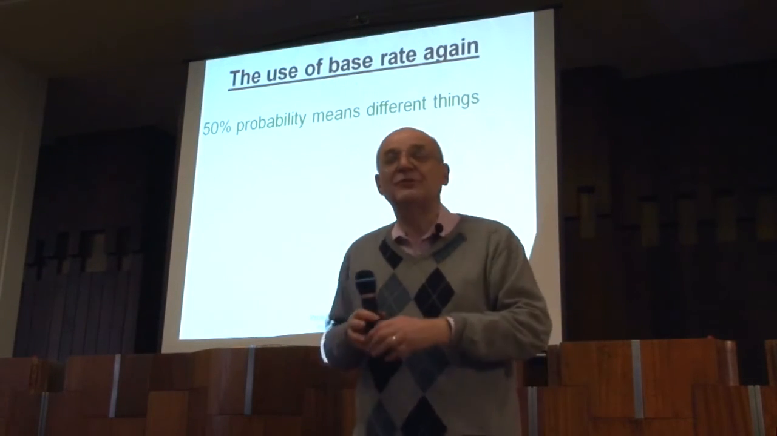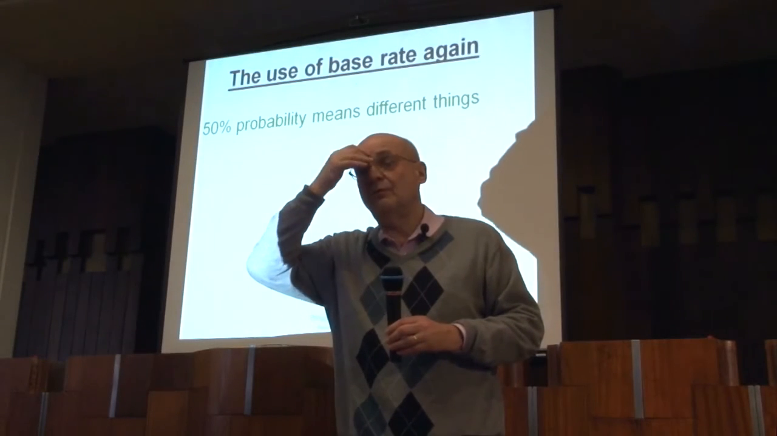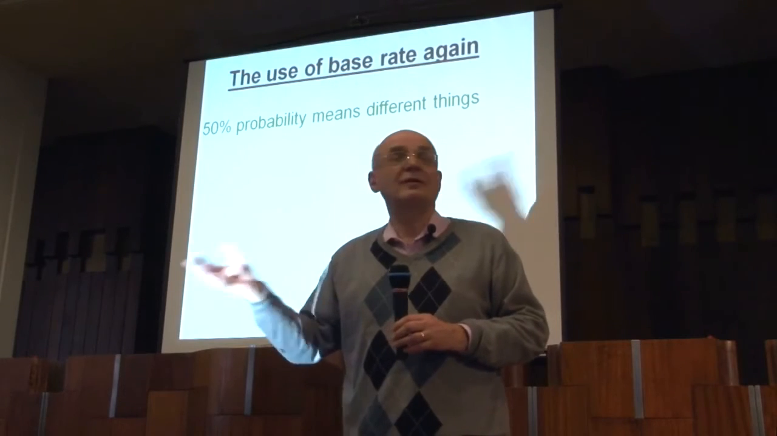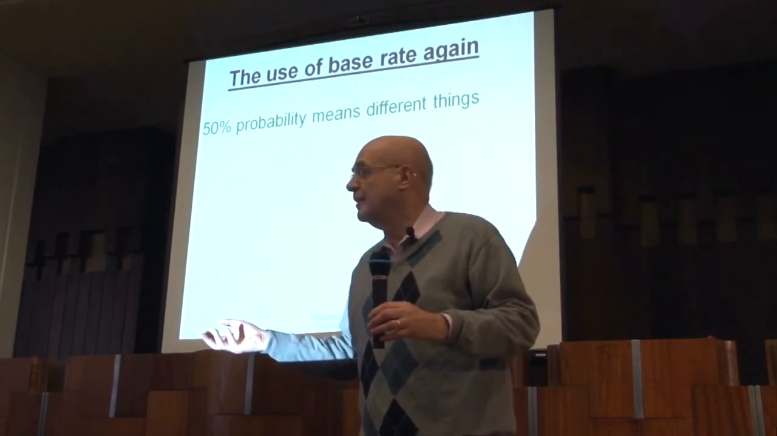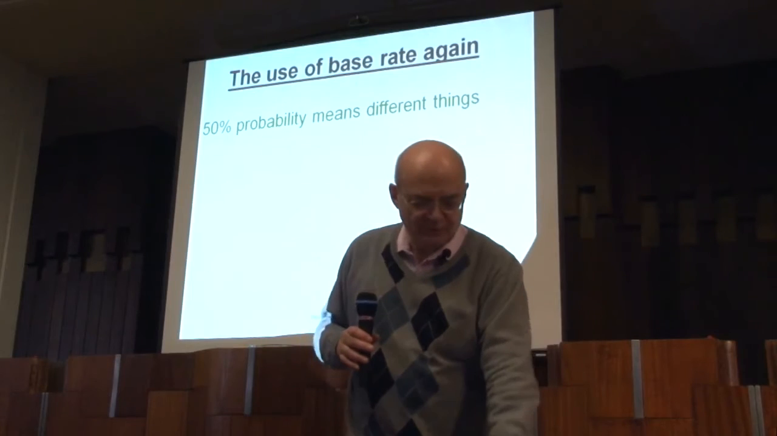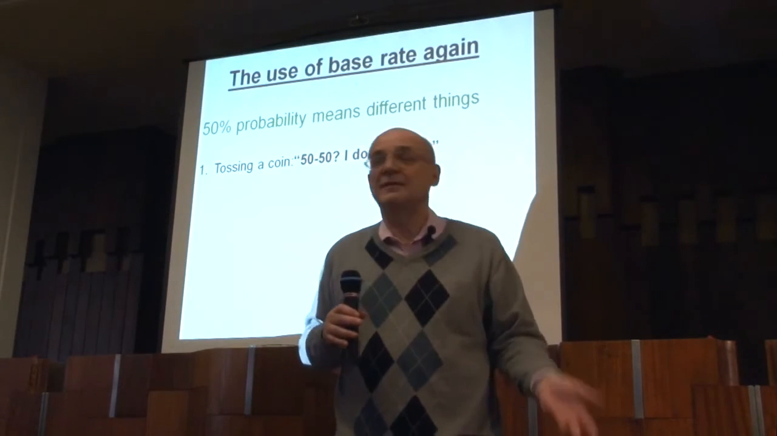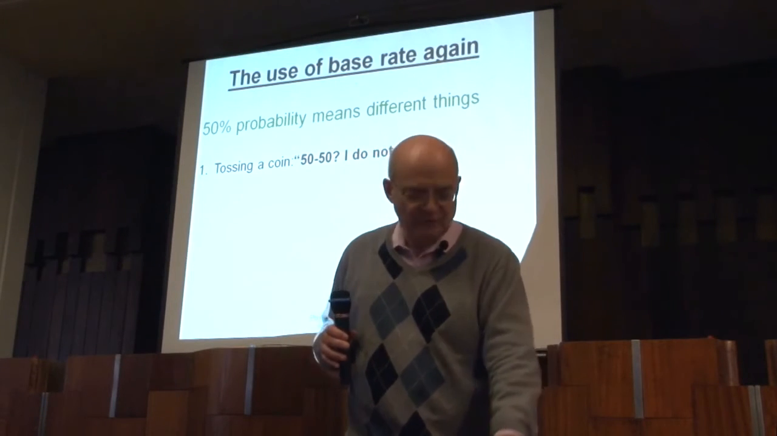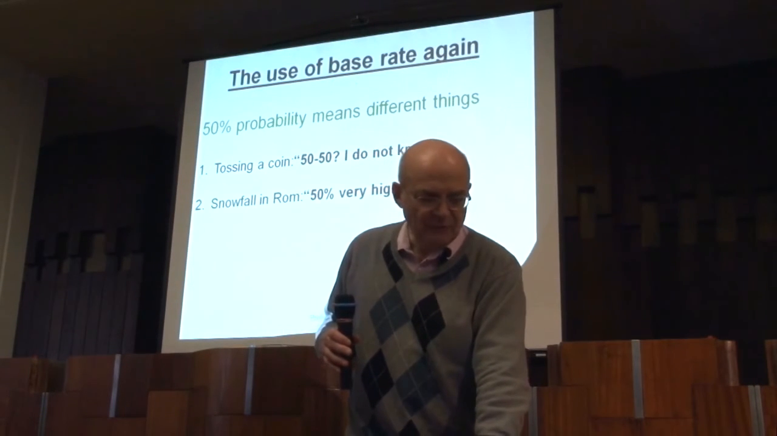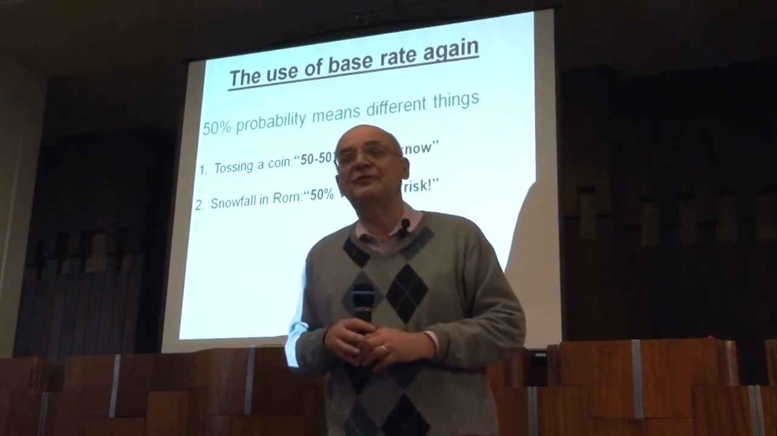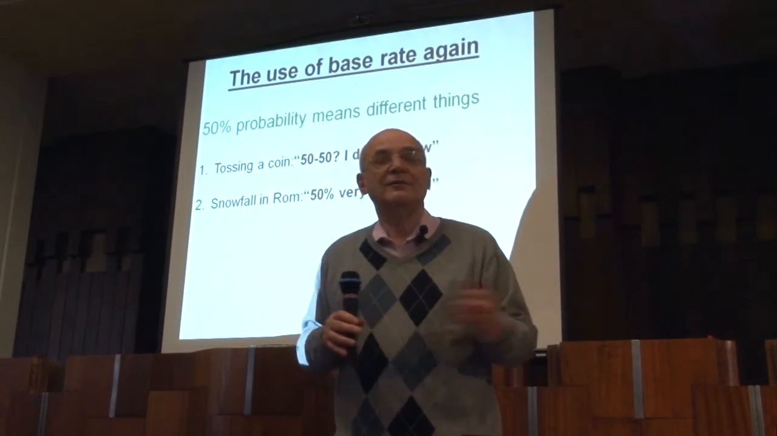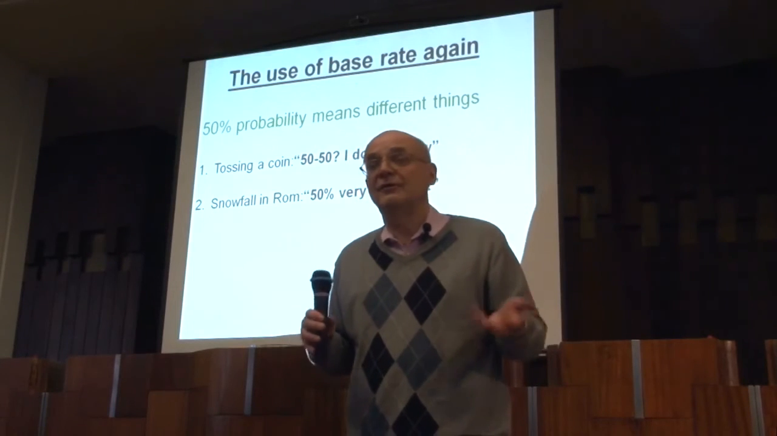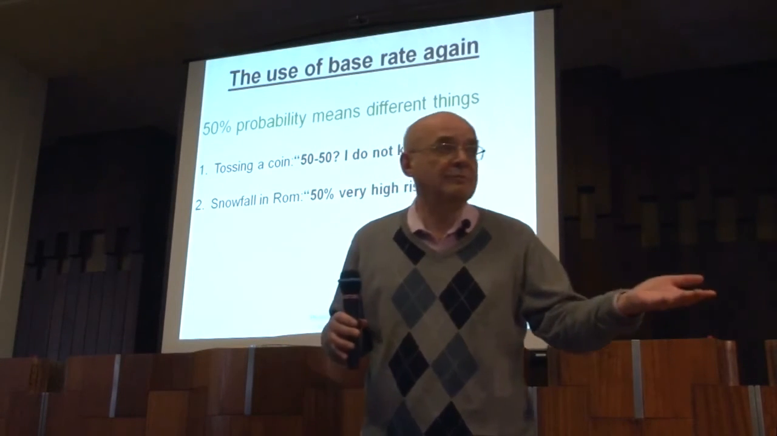Now, the 50%, we discussed that before, is a problematic probability because people take it for 50-50. You don't know, you are left in the dark. But again, it depends on the base rate. So tossing a coin, then it's true. Then 50-50 is I don't know, because the base rate is 50%. But if you come to snowfall in Rome, 50%, as I understand, is a very strong signal, because the base rate for snowfall in Rome is very low.